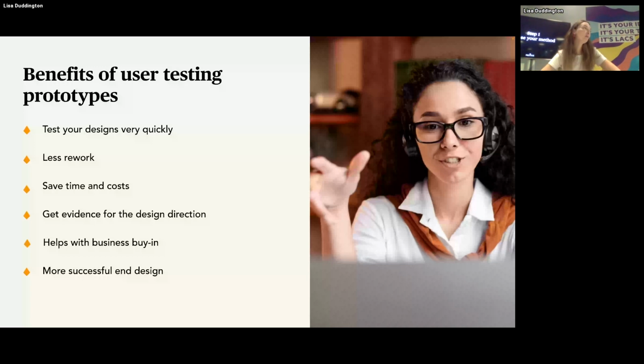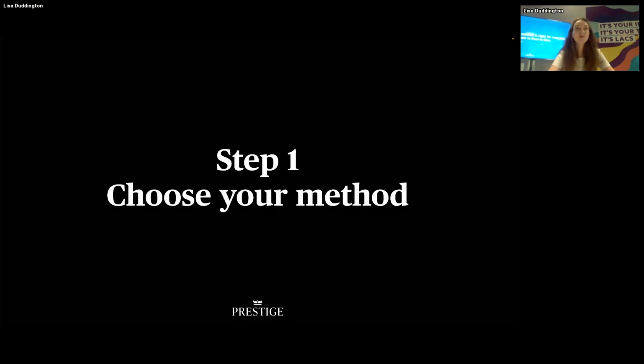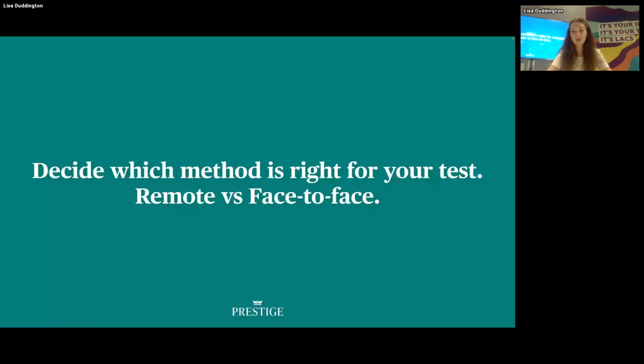Okay, so step one, what you need to do is choose which method you're going to use for your user testing. So there are loads of different methods in UX research. You could do discovery research where there's no UI involved at all. You could do eye tracking where you put a pair of glasses on somebody, you can see exactly where they're looking on the screen. There are all kinds of techniques out there.